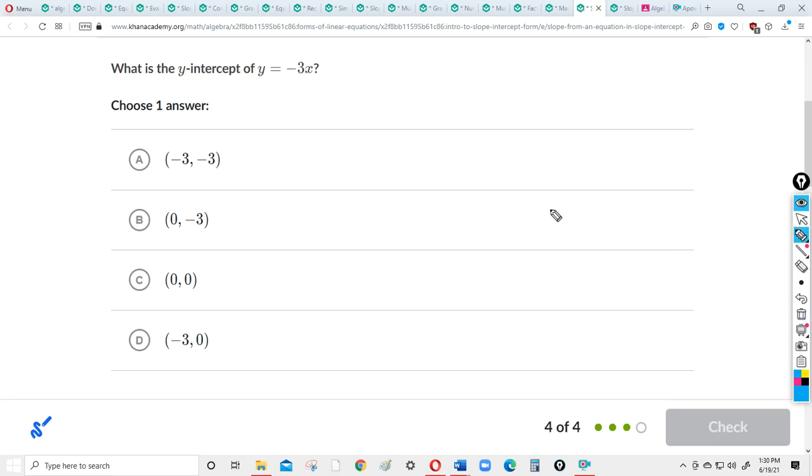Alright, what is the y-intercept of y equals negative 3x? So if you have y equals mx plus b, and you match it up, y equals negative 3x, you can see there's no b here. Alright, so this is just the same as plus 0. Since there's no b, b equals 0. Alright, and that's the y-intercept.